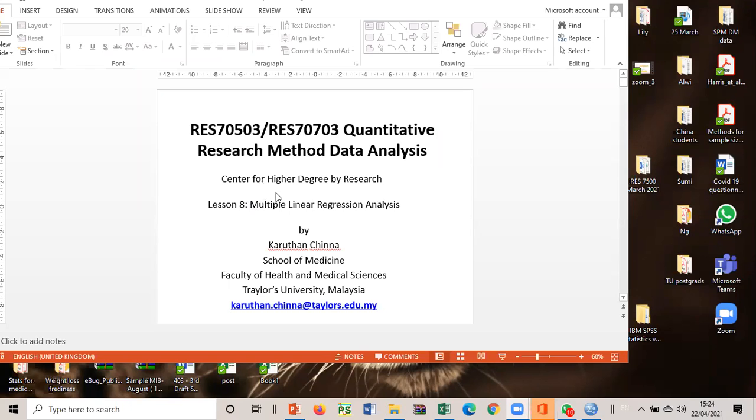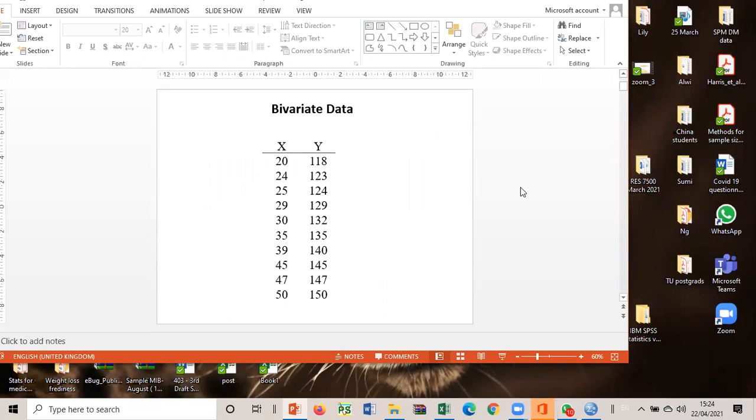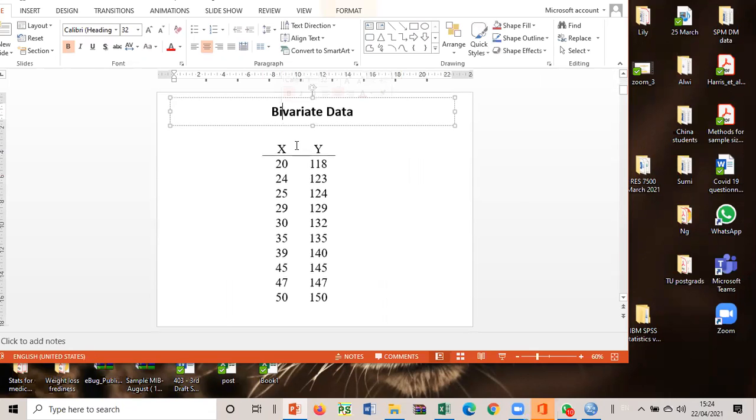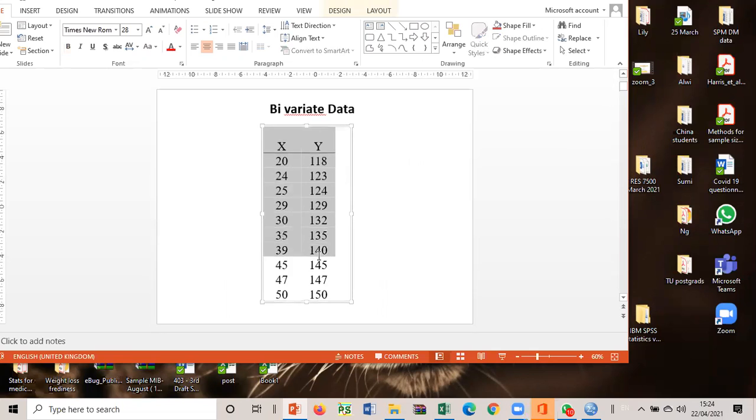Right, let's revise shortly what we did on simple linear regression previous week. So there are two variables. Is it bivariate? Yes. Why call it bivariate? There are two variables. Bivariate is X and Y. The example we did was BMI versus SBP.